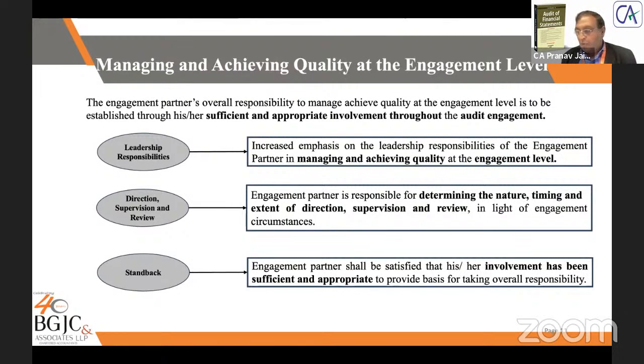So, for example, the engagement partner has not conducted timely reviews. There is a lack of evidence of the engagement partner's direction and supervision of other team members, which is again evidenced through sign-offs and communication between the team members. So it gives various scenarios which indicate that the engagement partner's involvement has not been sufficient and appropriate, and accordingly, the engagement partner needs to revisit the entire strategy and ensure that the quality has been achieved.